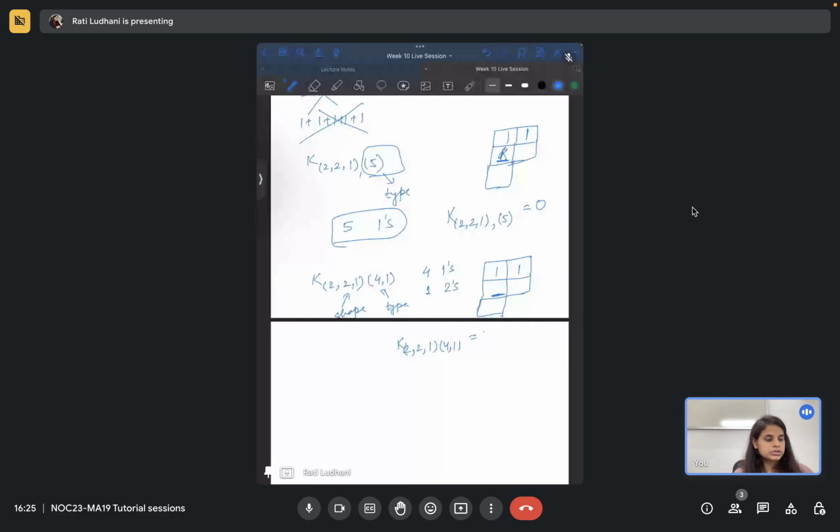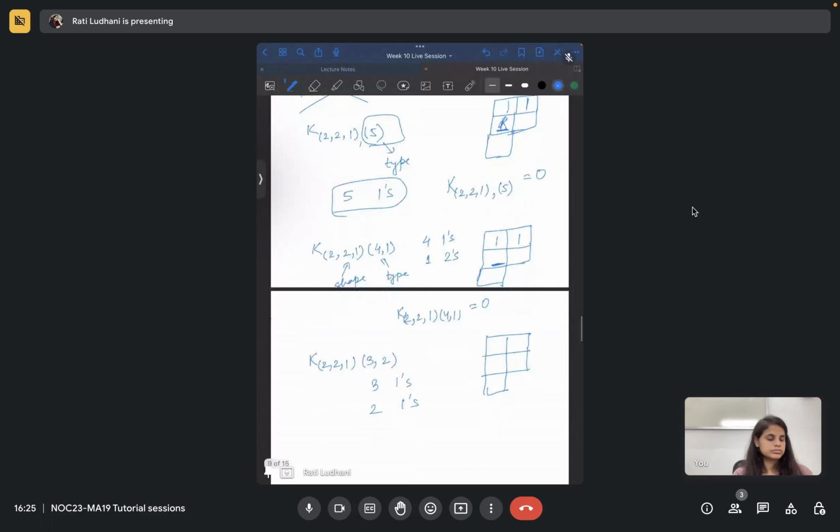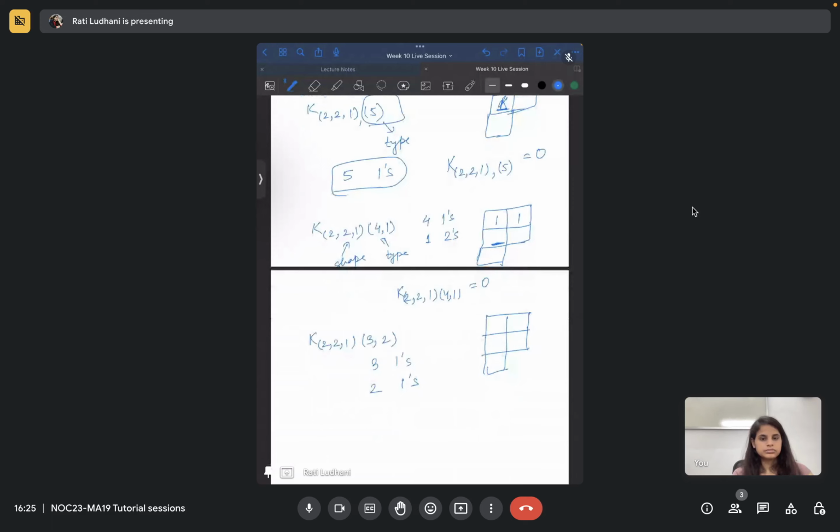Let's see the next one. This is 3 comma 2. Now you have 3 ones. Not possible. Again, if the second row is 2 2, then in the third row only one remains, and in the first row we are sending one. So this is again 0.